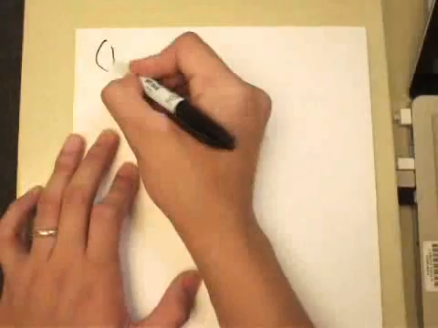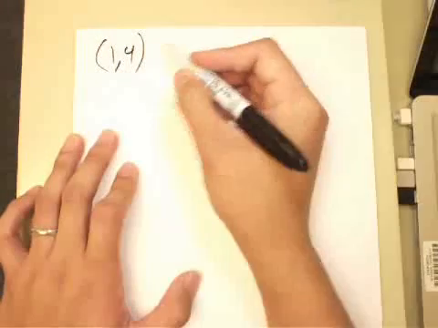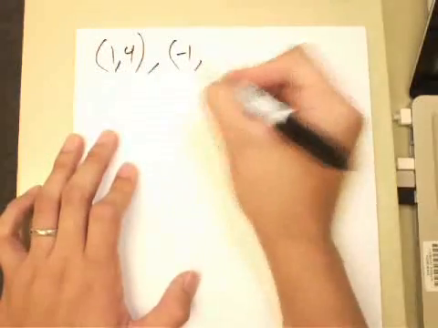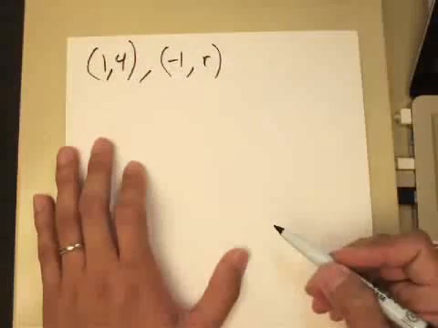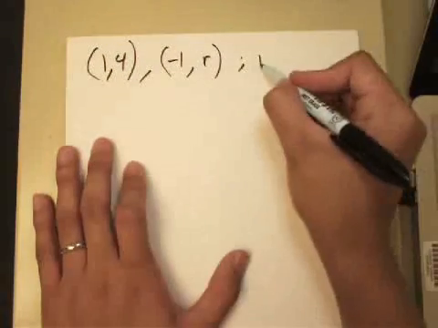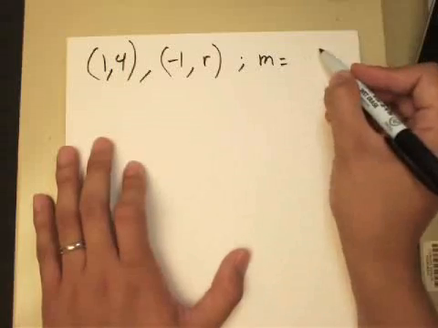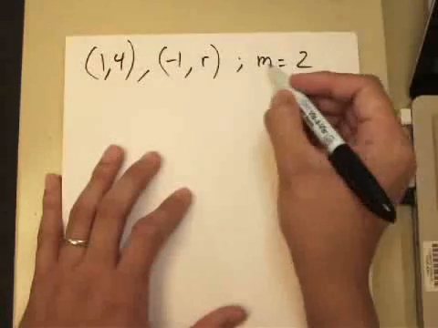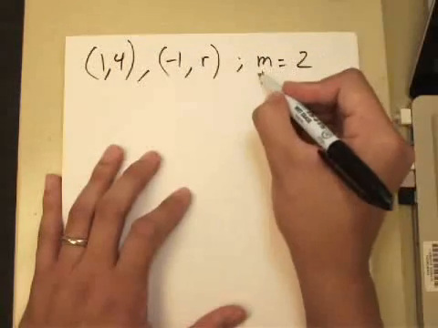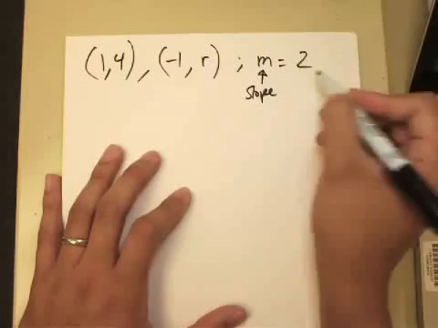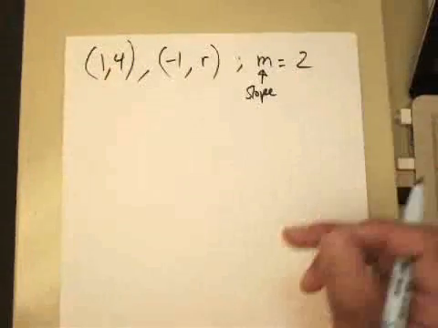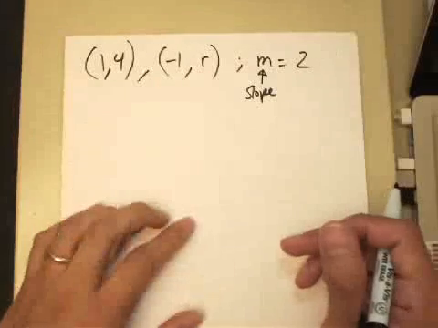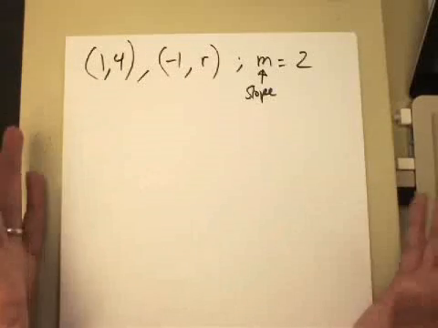Okay, so let's say I have 2 points for you. I have (1, 4) and (-1, r), and notice this time I don't give you the full coordinate. I have something missing, and I do have the slope given. Oh, by the way, if I didn't specify it already, another way to write your slope is using the letter M. It is a slope. Okay, so I have the slope. I have my 2 points, however, one coordinate is missing. So how are we going to figure this out?